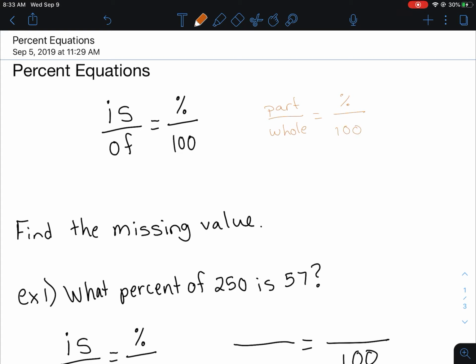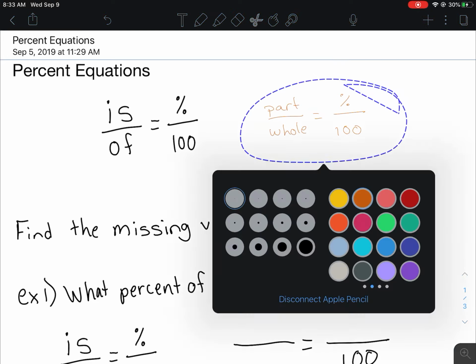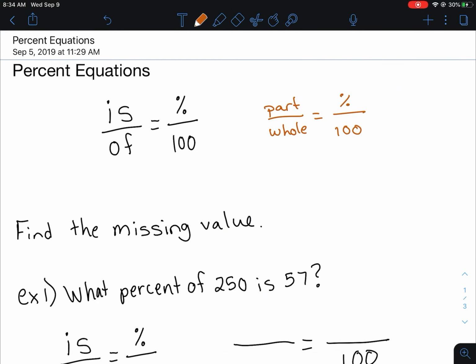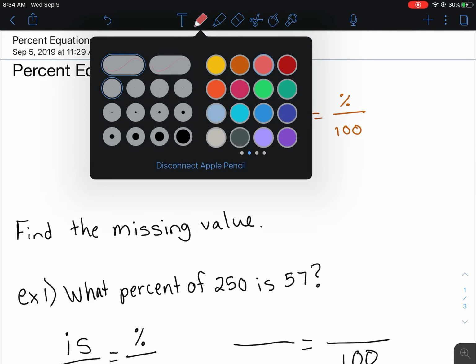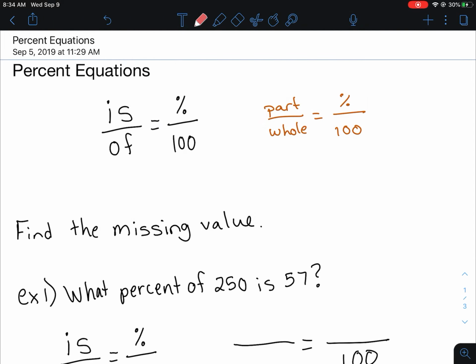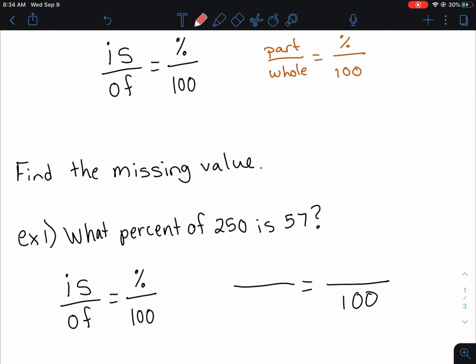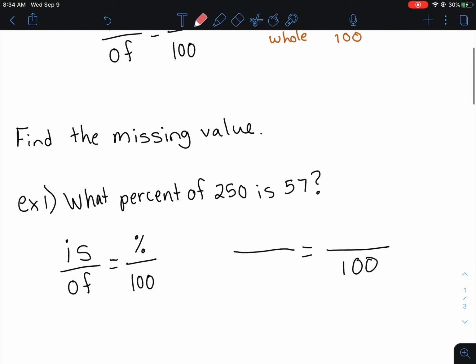It doesn't matter to me which way you decide to do it, but I would recommend choosing one of those ways and sticking with that. That way you can understand it a little bit better. Okay, so I'm going to go ahead and highlight information as I go along. That way I can color code it and you can see where I'm getting my information from.